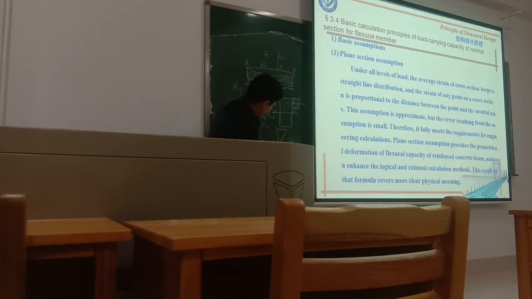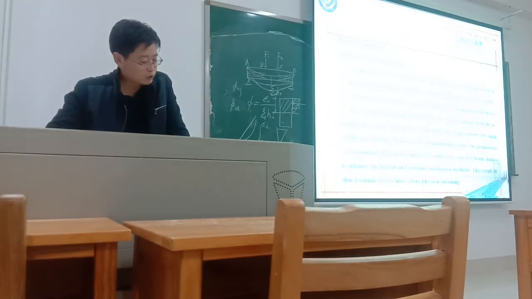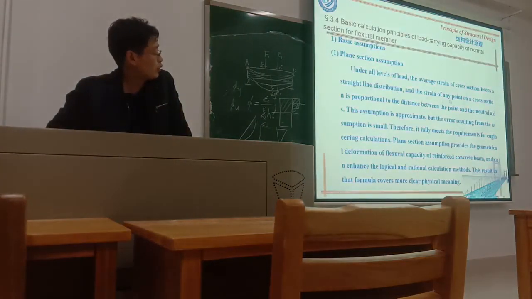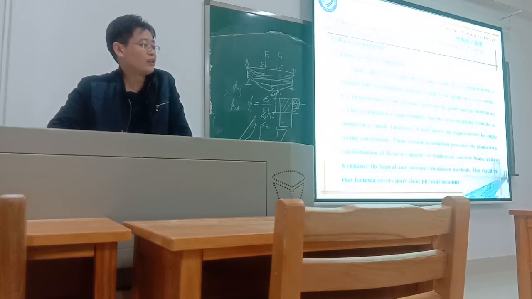What does straight line mean? That means the distance of the point to the neutral axis. If the distance is larger, the strain is larger. The relation is just proportional. It's not a curve. If it's something like a curve, it's not proportional. So it's a straight relation with the distance. It keeps a straight line distribution, and the strain of any point on the cross section is proportional to the distance between the point and the neutral axis. So that's the most important idea of this plane section assumption.